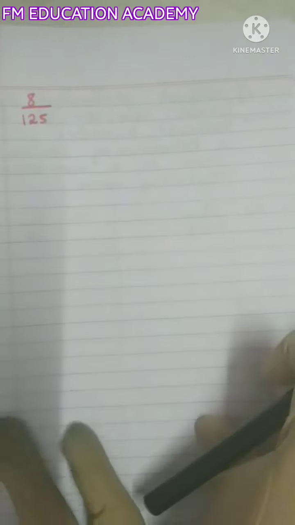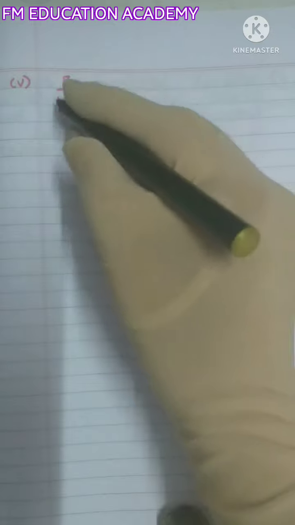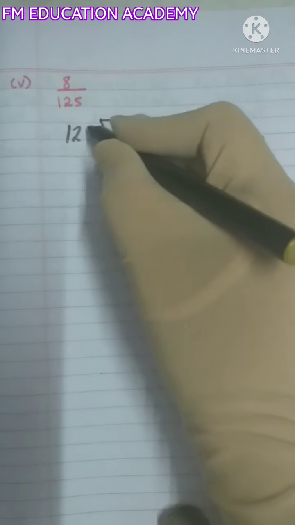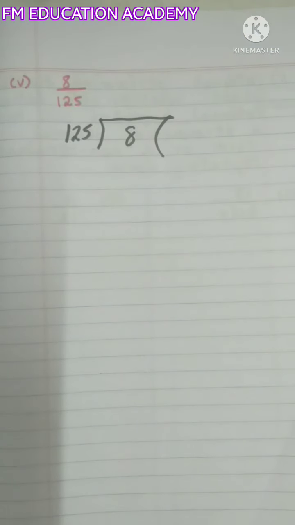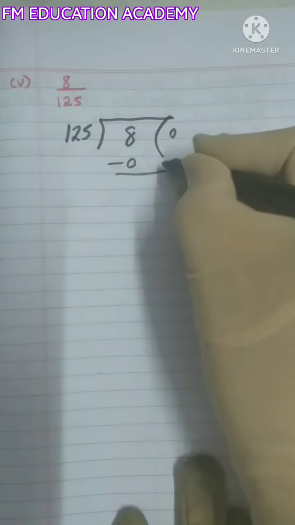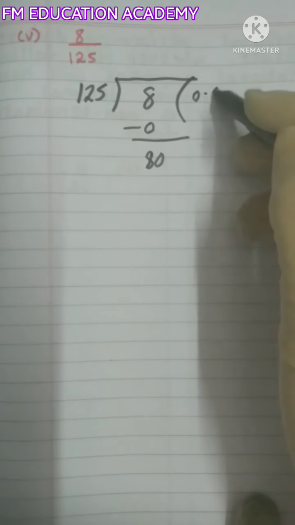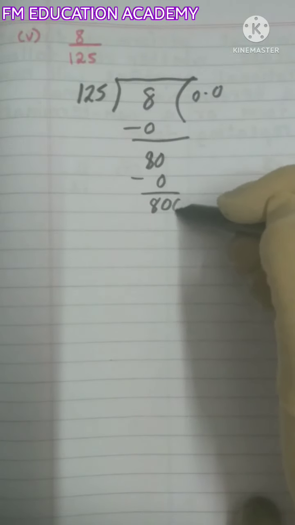Okay, the fifth bit is asking you to find out whether 8 by 125 is terminating or non-terminating. Here we don't have any zeros, so we cannot remove any zeros. Directly we have to take 125 only and divide. For that I'll give you a suggestion: write the table of 125 and see what you will get. 125 zeros are 0, 8 minus 0 is 8, put a point, bring down 0, 125 zeros are 0, 80 minus 0 you will get 80, so take a 0 again.